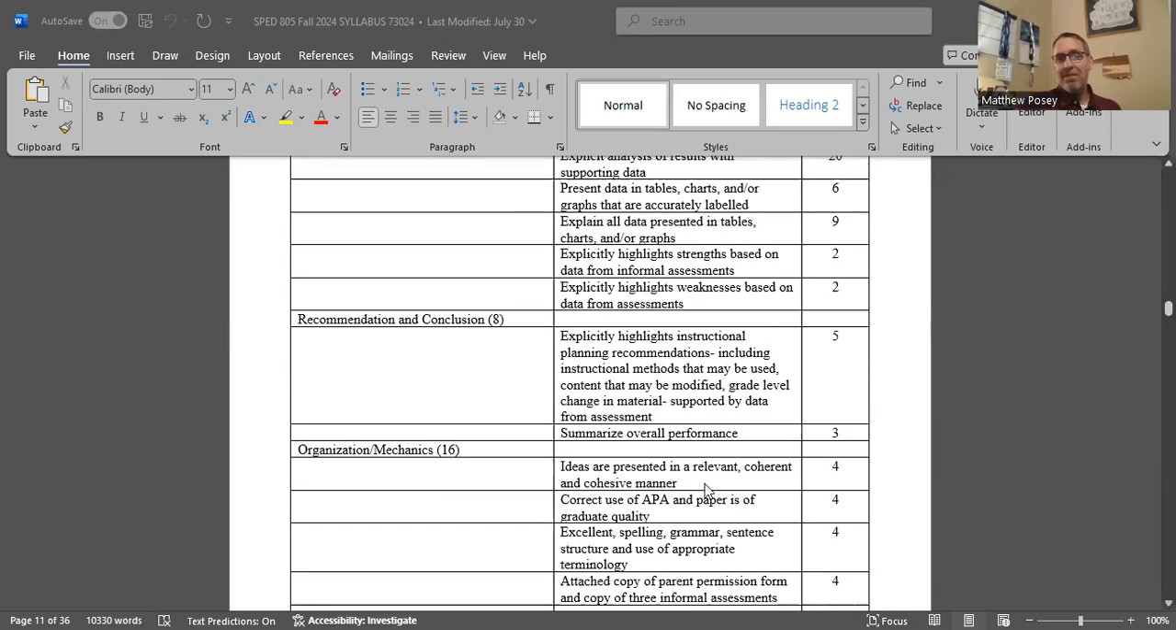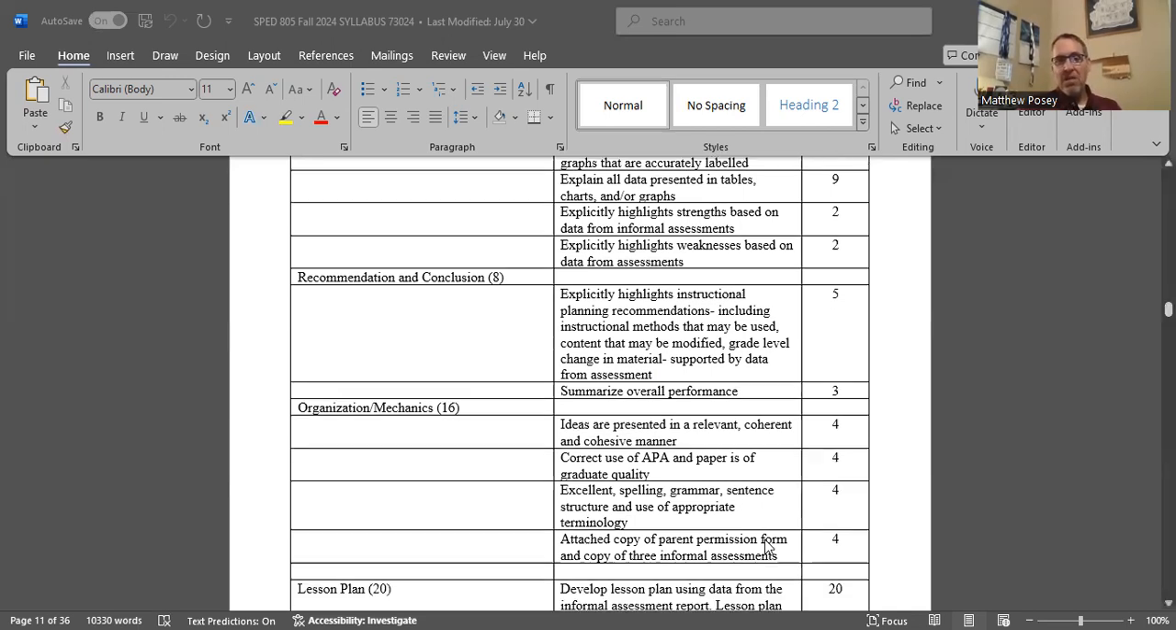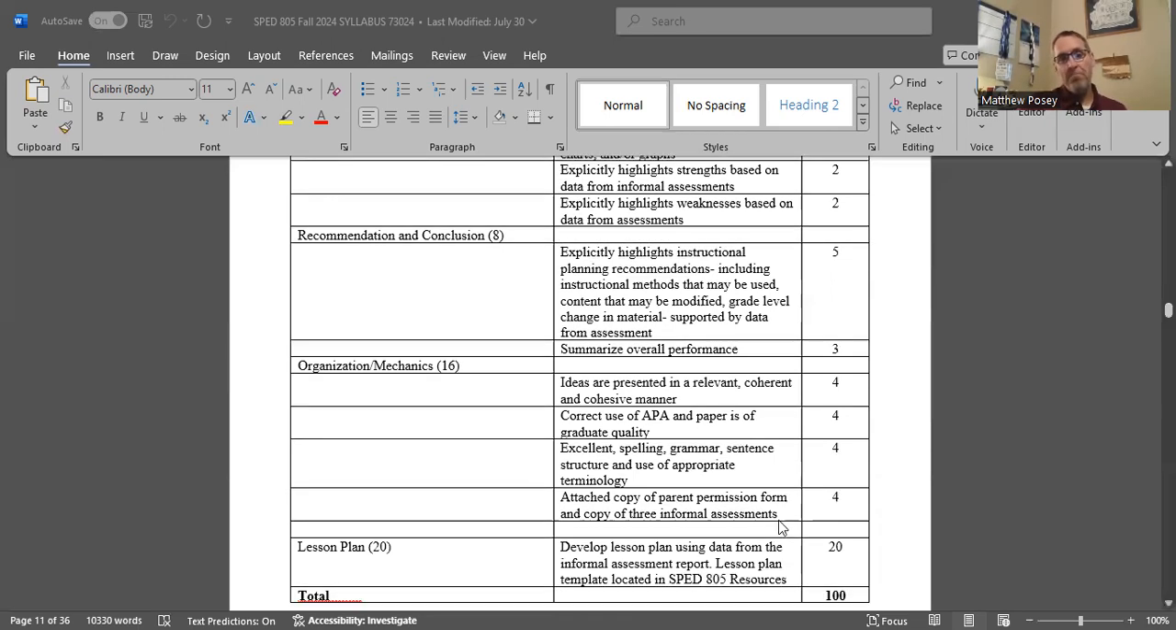Now, organization and mechanics is looking for ideas presented in a coherent, cohesive manner, making sure your paper is formatted according to APA, looking for basic spelling, grammar, and sentence structure. And one thing you need to make sure you do is submit a copy of the permission form template. So make sure you use the template that's in the 805 resources section in the course shell, have the parent sign, and then include it when you submit your report.